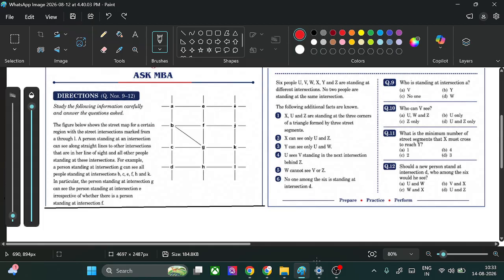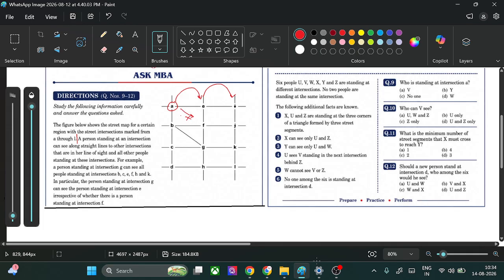The figure below shows the street map for a certain region with the street intersections marked from A to L. Okay. So A, B, C, D, F, G, H, I, J, K, L, these streets are given to us here. Then a person standing at the intersection can see, along a straight line, two other intersections that are in a straight line, and all other people standing in this intersection. Meaning if someone is sitting at A, the person sitting at A can see the person sitting at E, as well as he can see the person sitting at I, right? Well, he cannot see the person who is sitting at F, right?